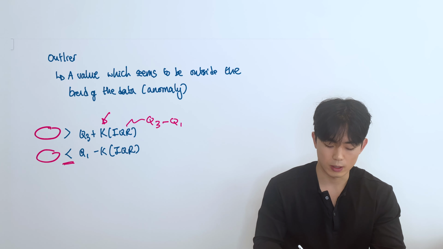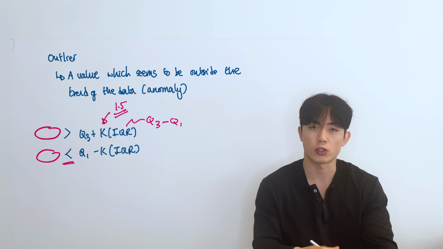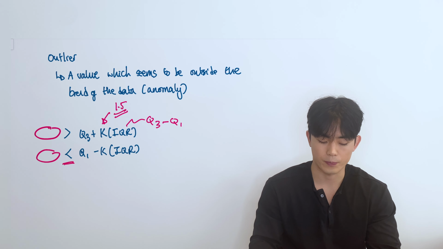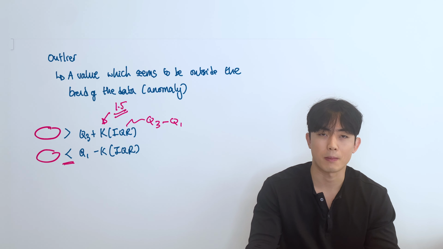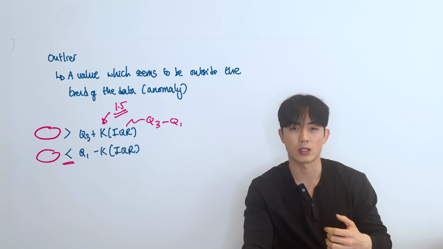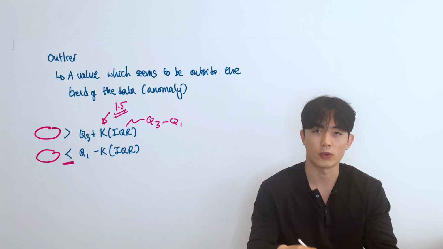Normally, in most cases, it's 1.5, okay? But it all depends upon the question. So the question will tell you what to use to identify an outlier. As I said, this is just the most common way of identifying an outlier, but in different questions, they might say it's a different value or a different range which you identify as the outlier. So it just all depends upon the question.